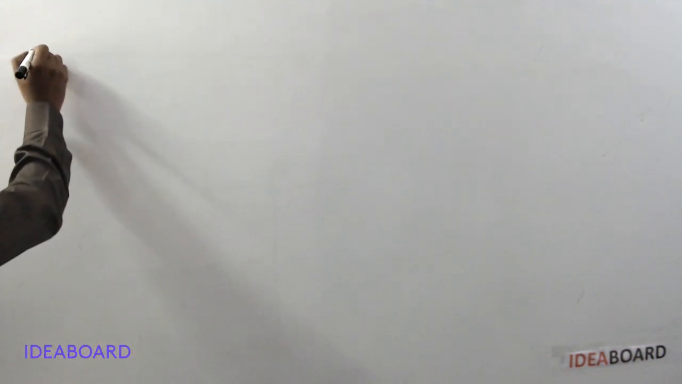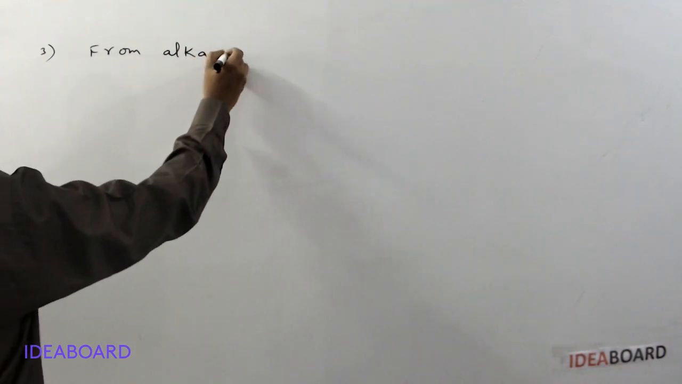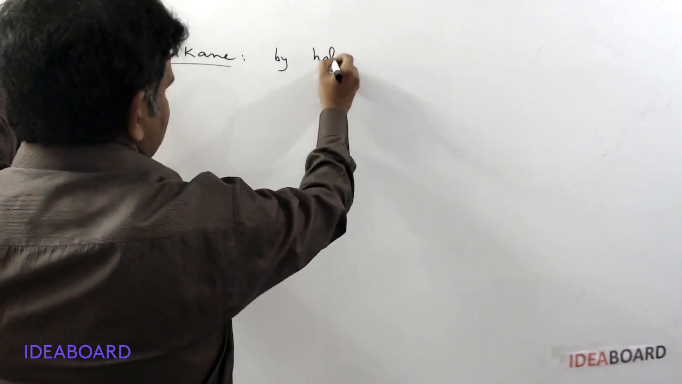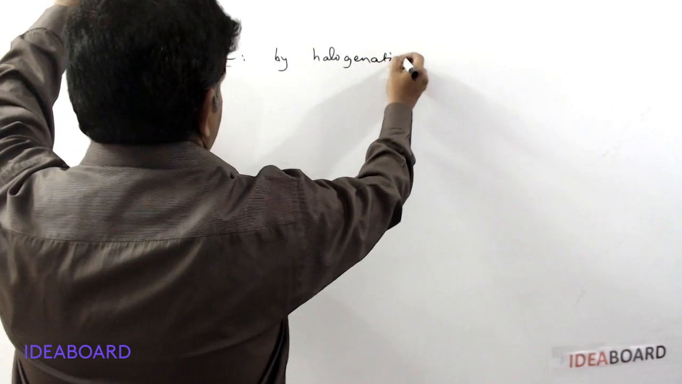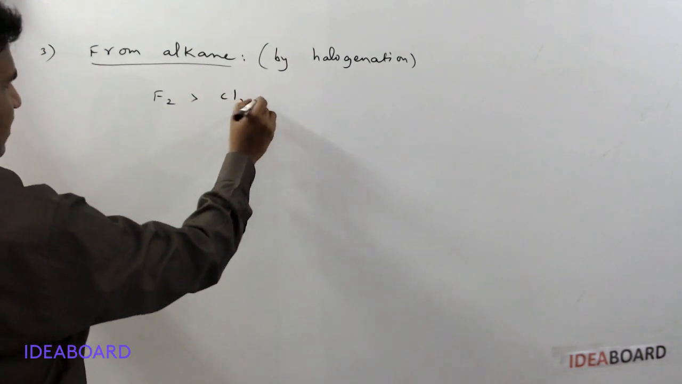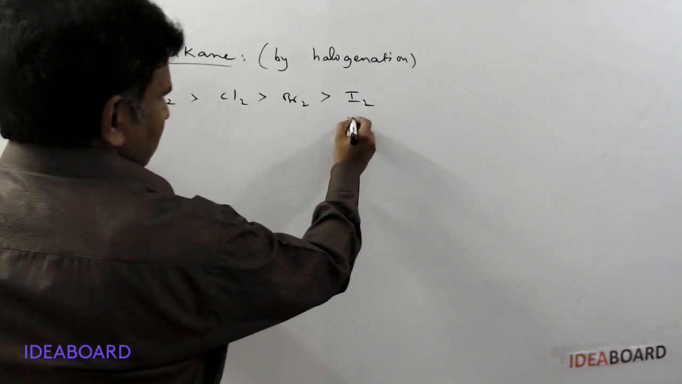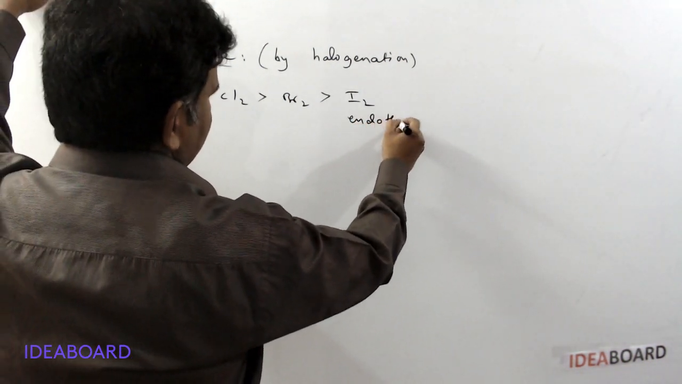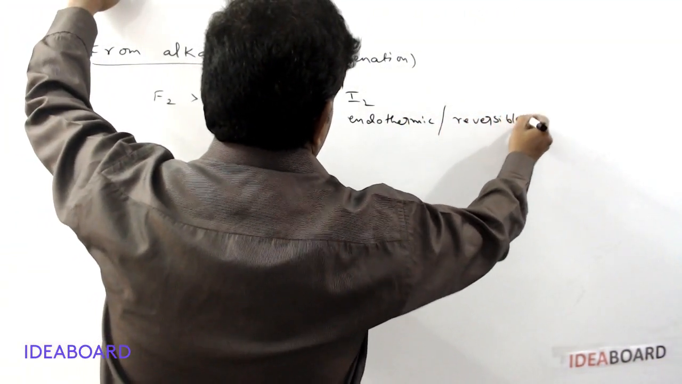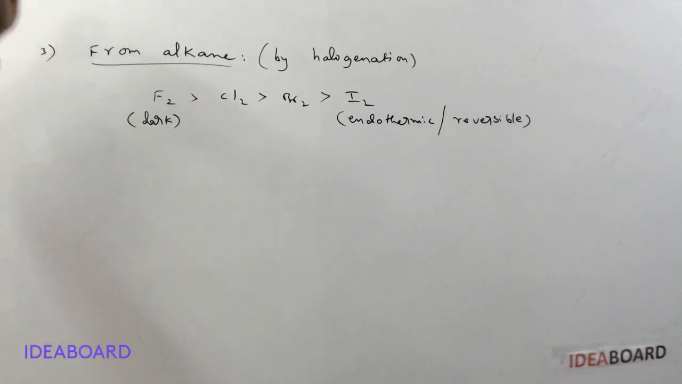The next preparation method, the third preparation method, is from alkanes by the halogenation process. Halogenation means we can add a halogen to an alkane. Fluorine is more reactive than chlorine, chlorine is more reactive than bromine, and bromine is more reactive than iodine. The reaction of iodine is endothermic and reversible. Fluorine reacts even in dark conditions, and this is an explosive reaction.